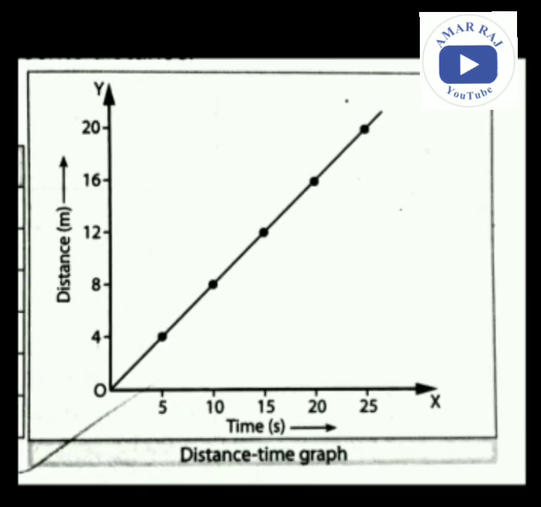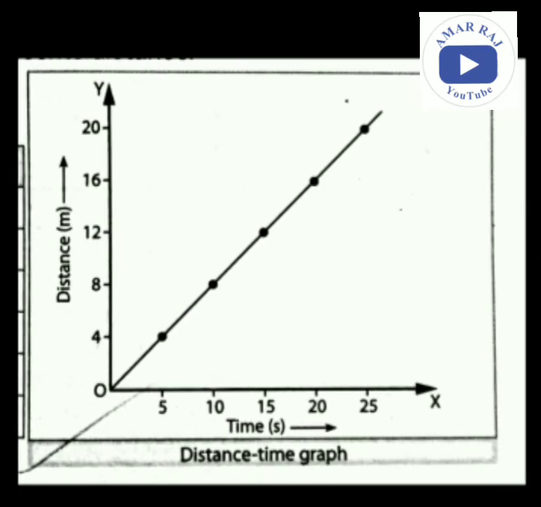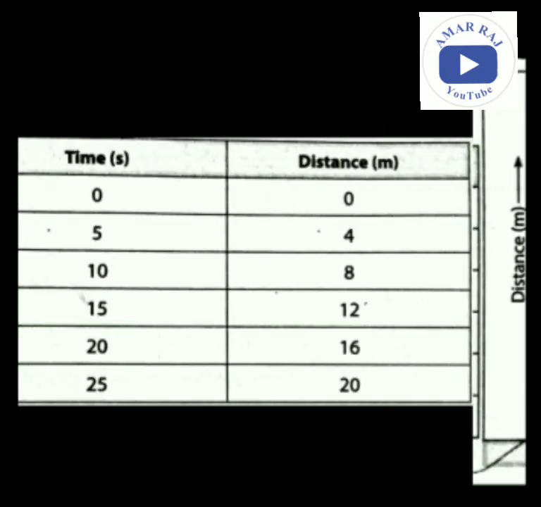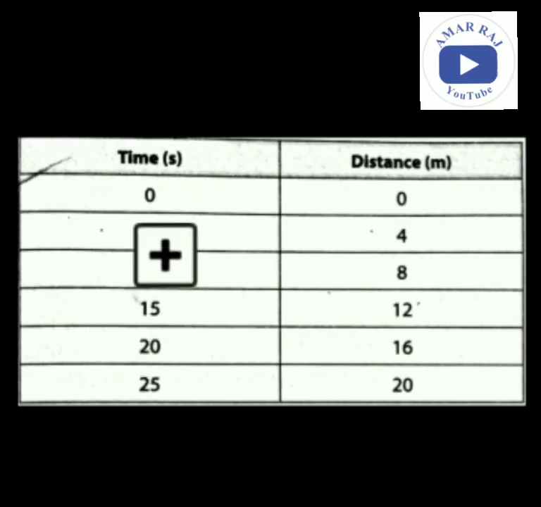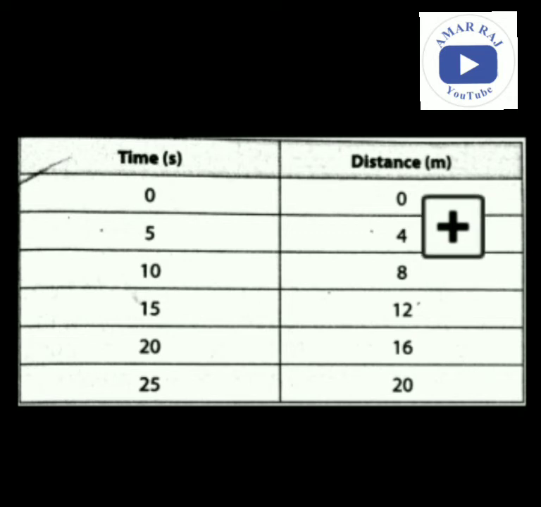Now see the second advantage. The table form may give information about the distance moved by the object only at certain definite time intervals, but from a distance time graph we can find the distance moved by the object at any point of time. Just see, in this table you can see the distance traveled in 5 seconds and in 10 seconds. But between 5 and 10 seconds, there is no information given.